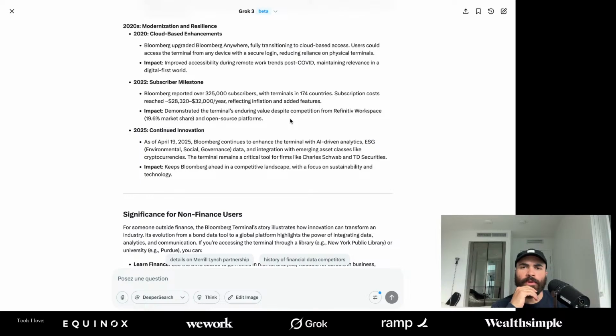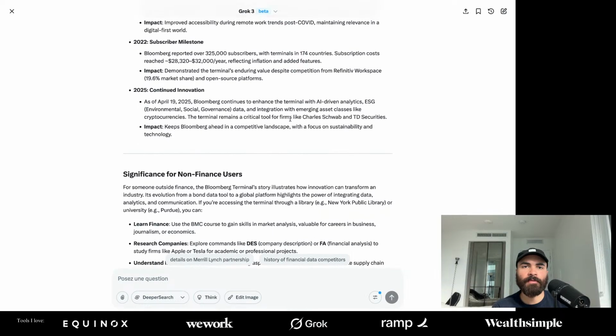2020, cloud-based enhancement. Fully transitioning to cloud-based access, users could access the terminal from any device with a secure login, reducing reliance on physical terminals. All right, so this is the reason why it's called terminal, because terminal was basically the device through which it was being accessed. But now that we are in modern technology, terminal has just become the product name, because you can just make cloud-based apps now. Improved accessibility during remote work trends post-COVID, maintaining relevance in our digital-first world.